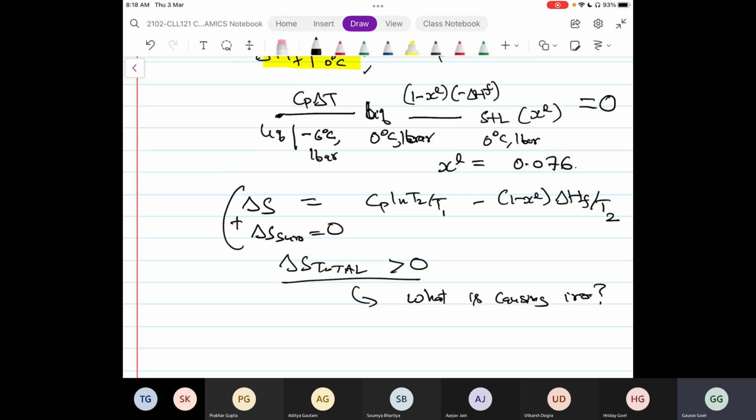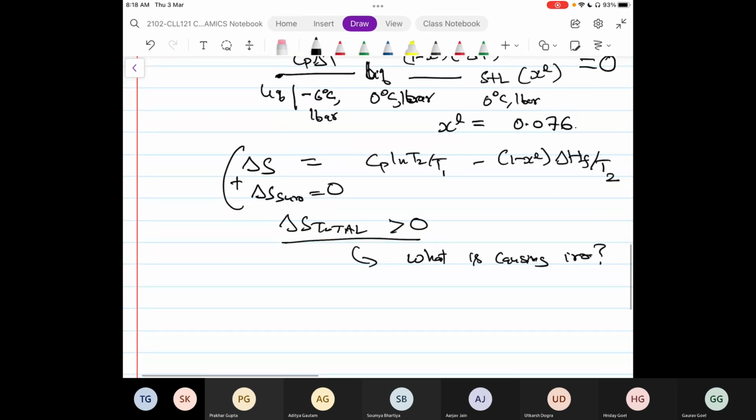What is the origin? Why is it irreversible? Any thoughts, any answers on that? Why is it irreversible?